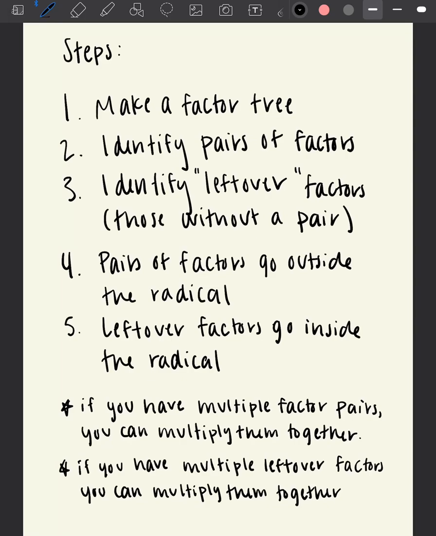And remember, if you have multiple factor pairs, like we did in the previous question, you can multiply them together. And if you have multiple leftover factors, you can also multiply them together, and they just go inside the radical. So take a second and work out this one by yourself, and when you're done, come back and we'll go over it.